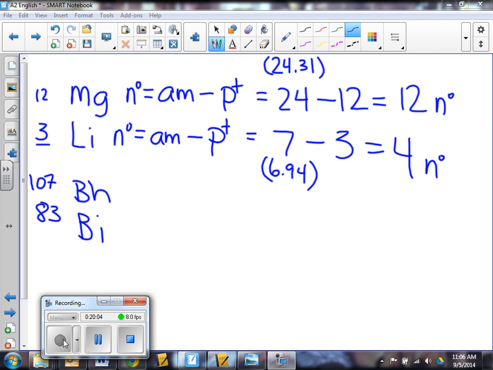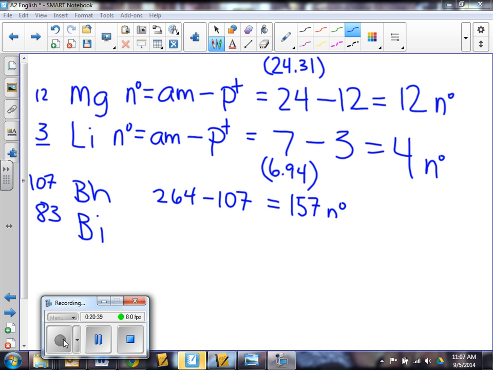So I'll show everybody how you would do these examples just to make sure that we're all on track. We'll start with bohrium. According to your periodic table, bohrium's mass is 264, and you don't even have to round it because it's already rounded off to a whole number. Since it was number 107, you would do 264 minus 107. That gives us, if I do math correctly, 157 neutrons.